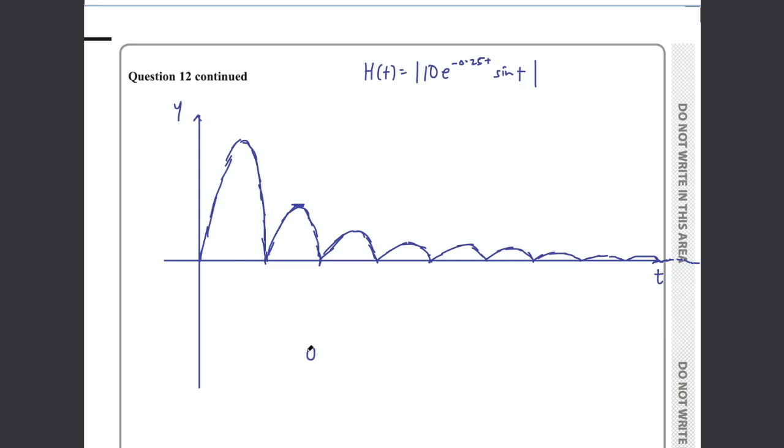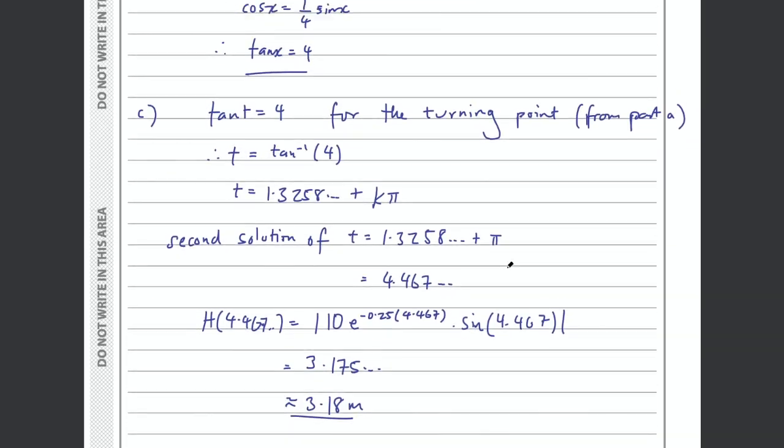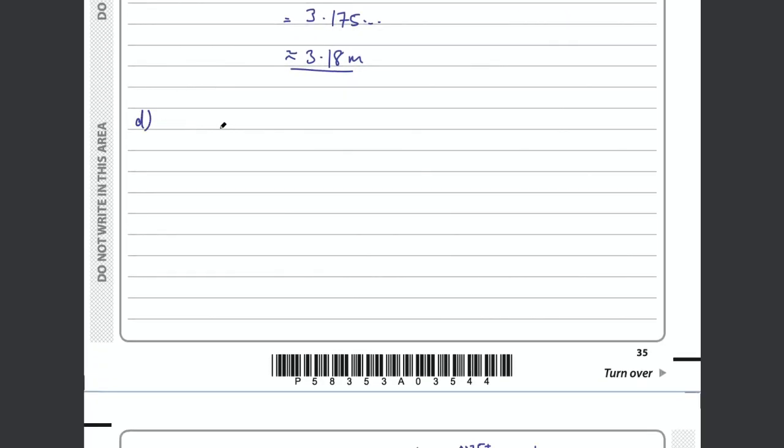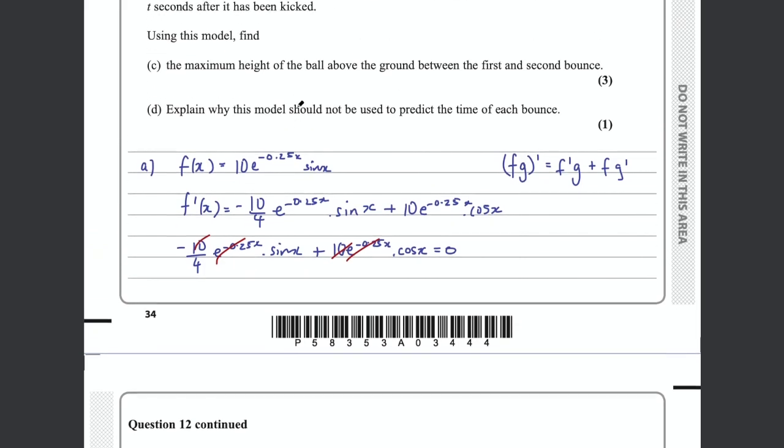If you think of a ball bouncing, it's not just the height of the bounces that gets less, it's actually the distance between the bounces gets less, and also the time between the time that the ball hits the ground gets less. So in this case, this model is not going to be accurate because we would be needing to decrease this time between each bounce. So for part D, to answer that question, just go back to the question again, sorry.